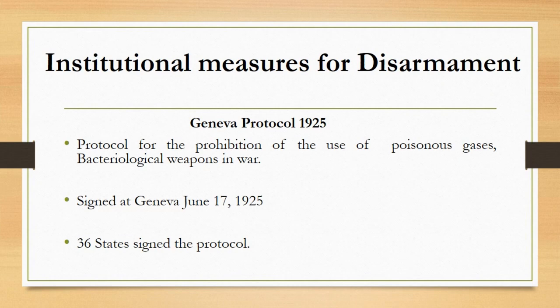Now, the institutional measures for disarmament. Geneva Protocol 1925 was the first measure for disarmament. This protocol was signed for the prohibition of use of poisonous gases and bacteriological weapons in war. It was signed at Geneva on June 17, 1925. 36 states signed this protocol.